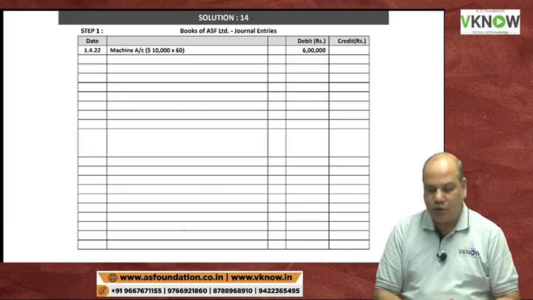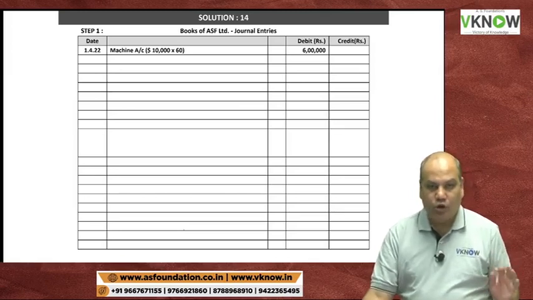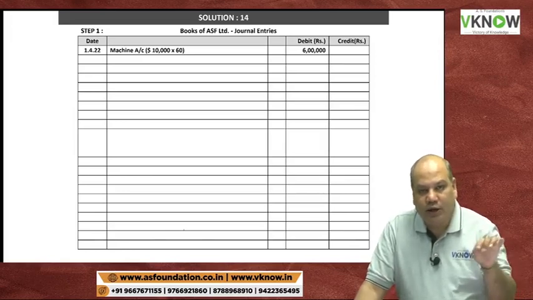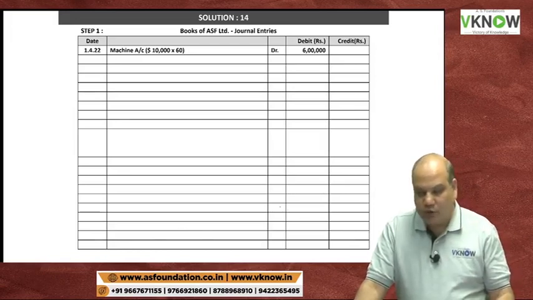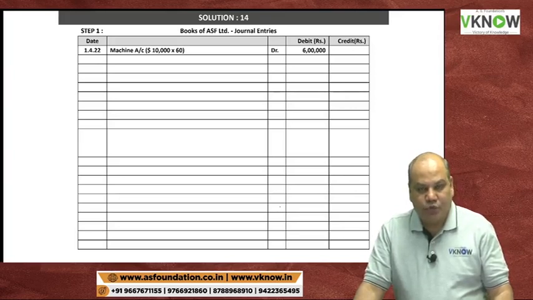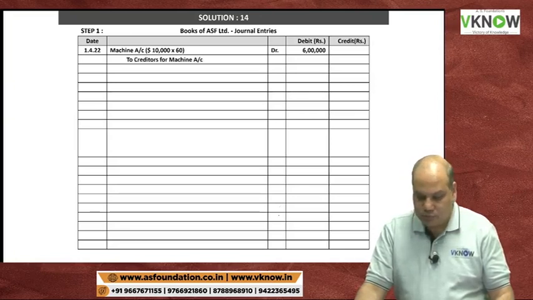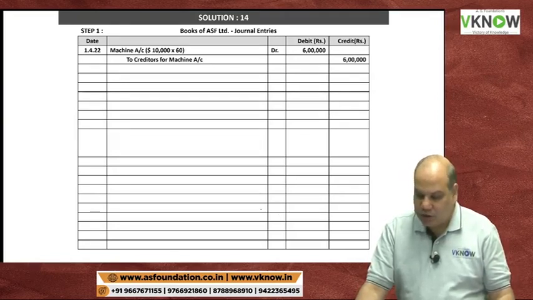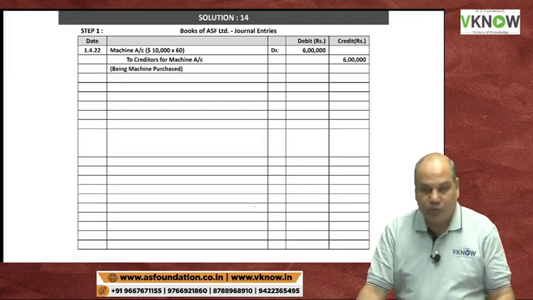So first transaction is 1st April 2022, ASF Limited purchased a machine for $10,000. On that date, the rate was 60. So we will apply the exchange rate on the date of transaction. So the entry will be: machine account debit $10,000 × 60, 6 lakh. To creditor for machine, 6 lakh, because we have purchased on credit. Being machine purchased.